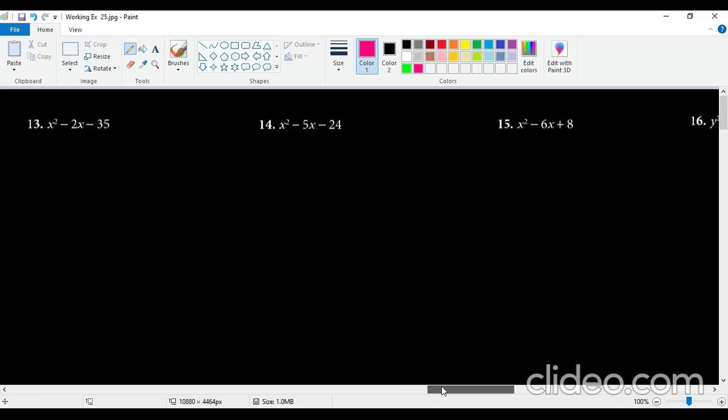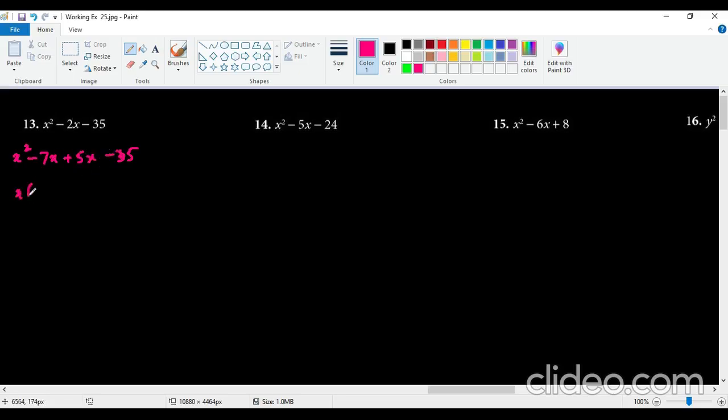When it comes to question number 13, I know very well that 7 and 5 are going to give us 35. So I will write x square and minus 35 like this, and minus 7x and plus 5x are going to give us a negative 2. So x is common, x minus 7 in the first bracket, second bracket also. Now look at the third term. We have x already, and we need a plus 5 to get this plus 5x. So in the answer, I will write x plus 5 and x minus 7.